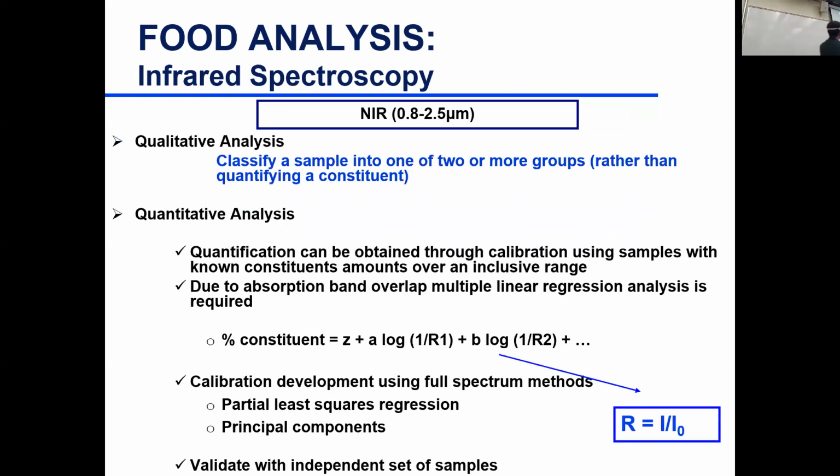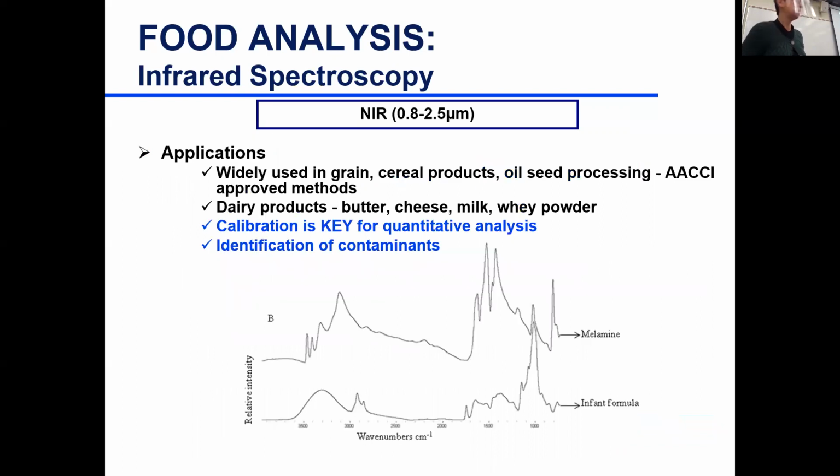Qualitative or quantitative? Quantitative, don't worry about all of this. It's just telling you you have to do certain regression, multiple regression analysis, which a computer does for you to relate absorption to concentration. This is an example where I mentioned earlier, you have infant formula, you can run melamine alone, and you can determine if you have melamine contamination in infant formula or any other food.